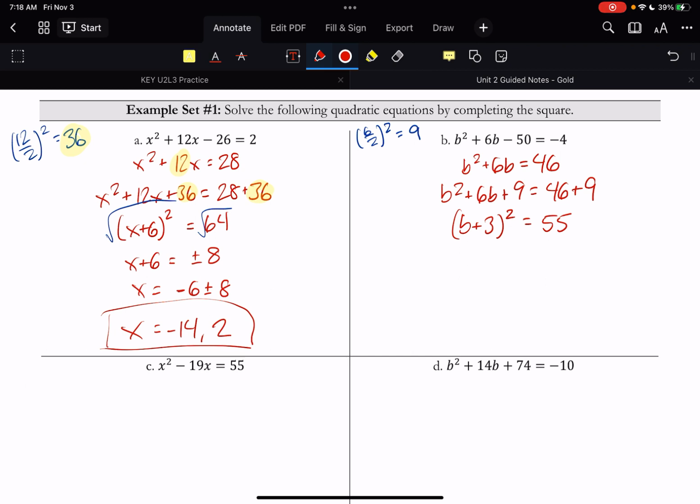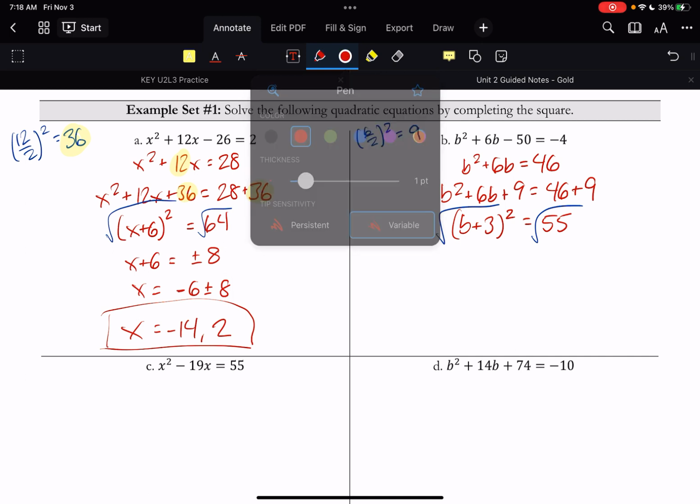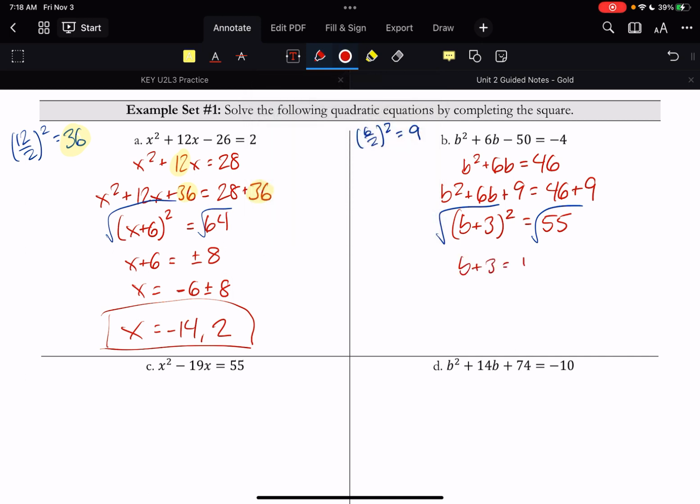And then again, I'm going to solve this by taking square roots. So when I take the square root of both sides, that gets me b plus 3 equals plus or minus the square root of 55. And then to isolate that b, I need to subtract 3. So b is going to be negative 3 plus or minus the square root of 55. And there it is. When you don't have whole integers, when you have radicals that can't be simplified, you can leave it in simplest radical form. That's fine. So these 2 equations were pretty easy because my b value is even.